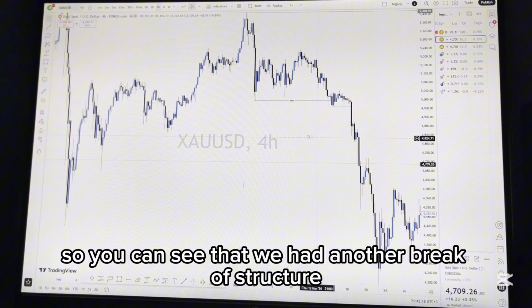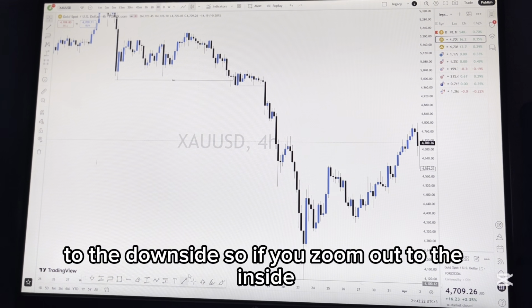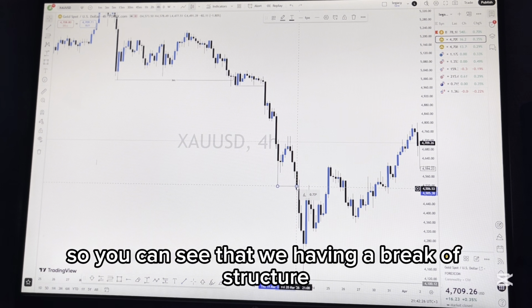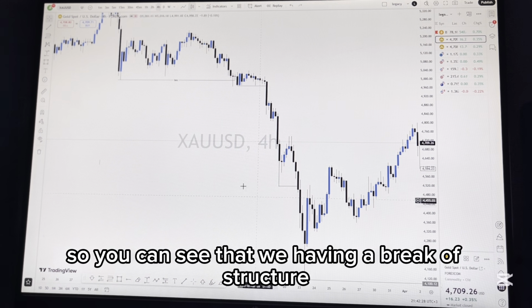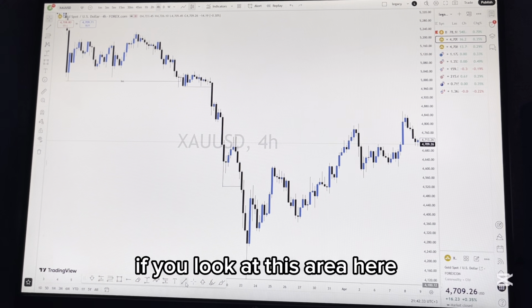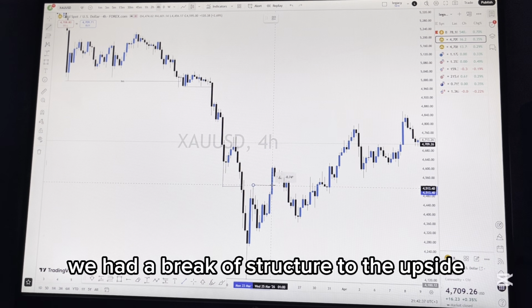So you can see that we had another break of structure to the downside. If you zoom out, we had another break of structure here. So you can see that we're having a break of structure. So this is a downtrend. But again, if you look at this area here, from this low to this area, we had a break of structure to the upside.